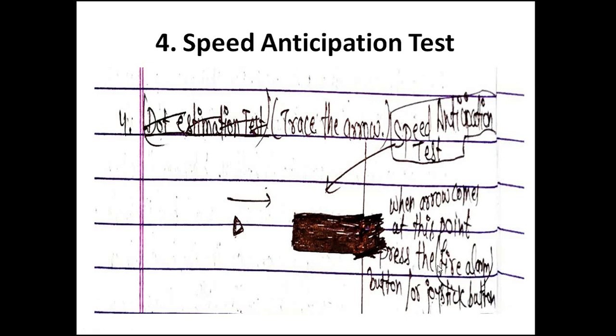Speed anticipation test. The fourth one is the speed anticipation test, which is the trace the arrow test. Whenever your arrow comes at this vertical line, you have to press the beep button or fire alarm button as per the instruction given there. You have to very carefully watch the velocity or speed at which this arrow is coming, because here the arrow will not be visible, and you have to press when you think that yes, this arrow has now touched this vertical line. This is called the speed anticipation test.